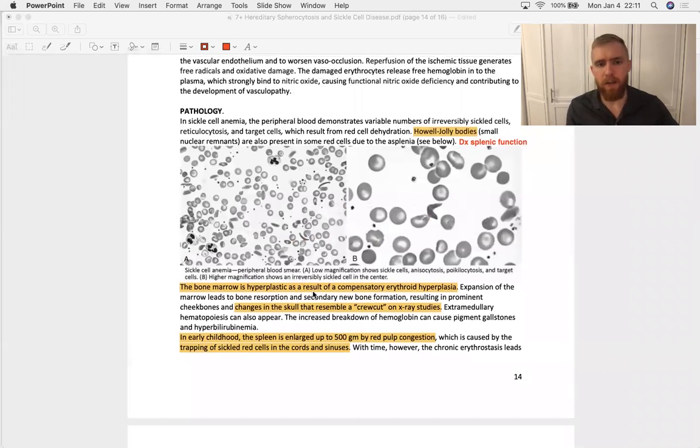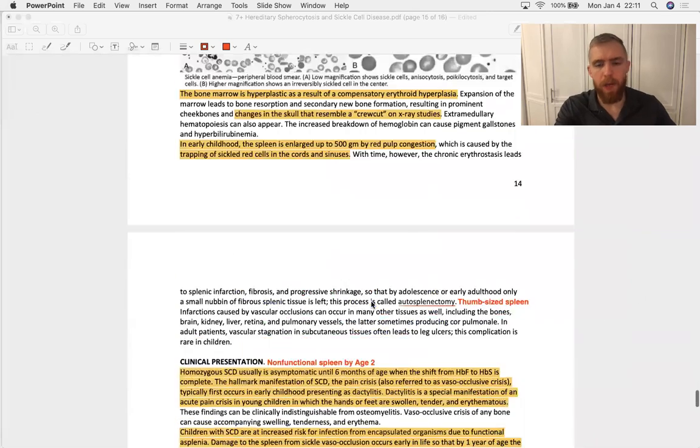In sickle cell disease, the spleen stops working, period. You get what's called autosplenectomy. So what's a splenectomy? We take the spleen out. An autosplenectomy is, well, we don't take the spleen out. It's still in your body. It's just did it to itself. It's an autosplenectomy.